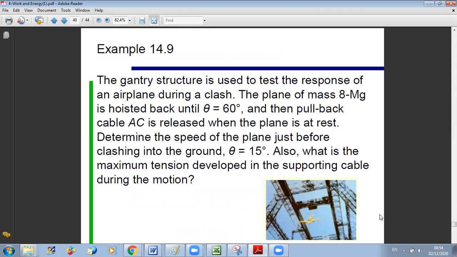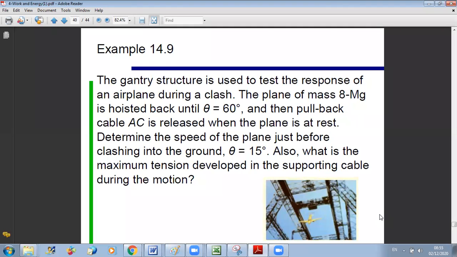So now we still have this final example to practice on conservation of mechanical energy. What we have here is a structure used to test the response of an airplane during a crash. The mass of the plane is 8 megagrams, and it is first hoisted back until theta equals 60 degrees, and then the cable AC is released when the plane is at rest. Determine the speed of the plane just before crashing into the ground, corresponding to theta equal to 15 degrees. Also, what is the maximum tension developed in the supporting cable during motion?